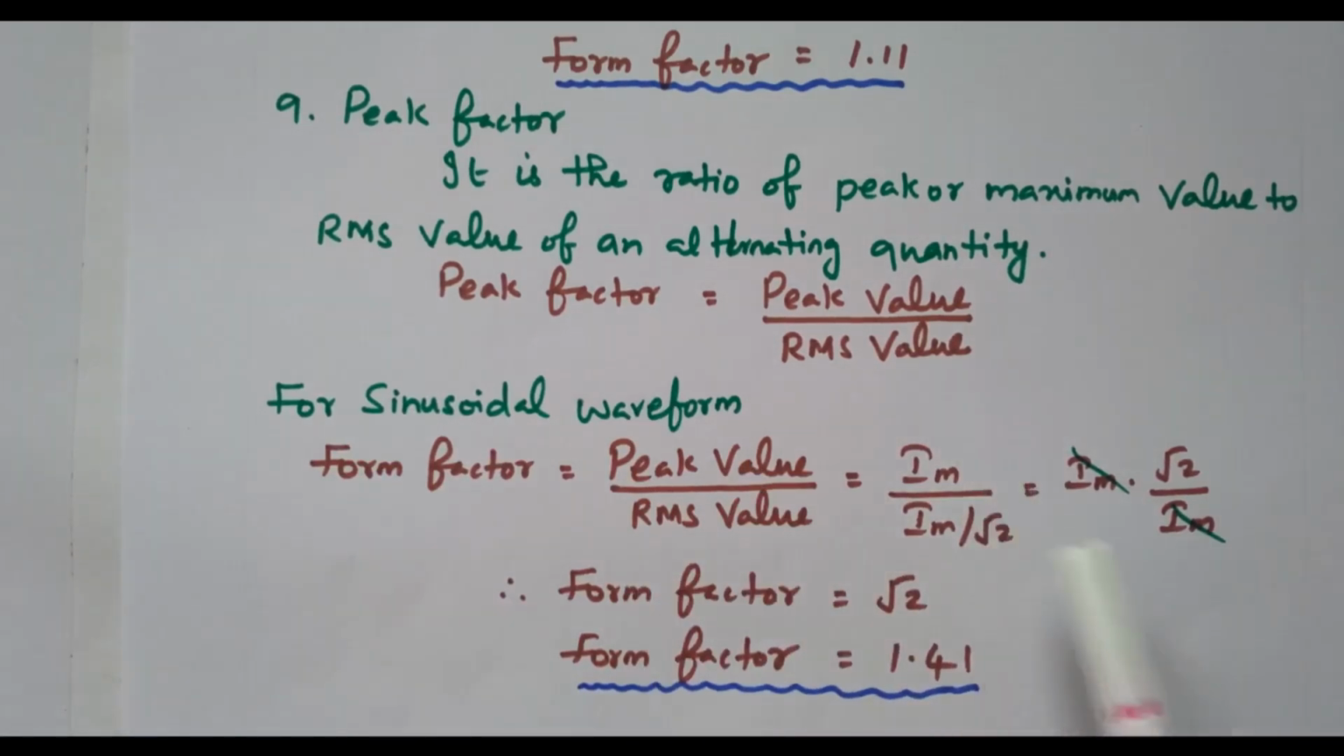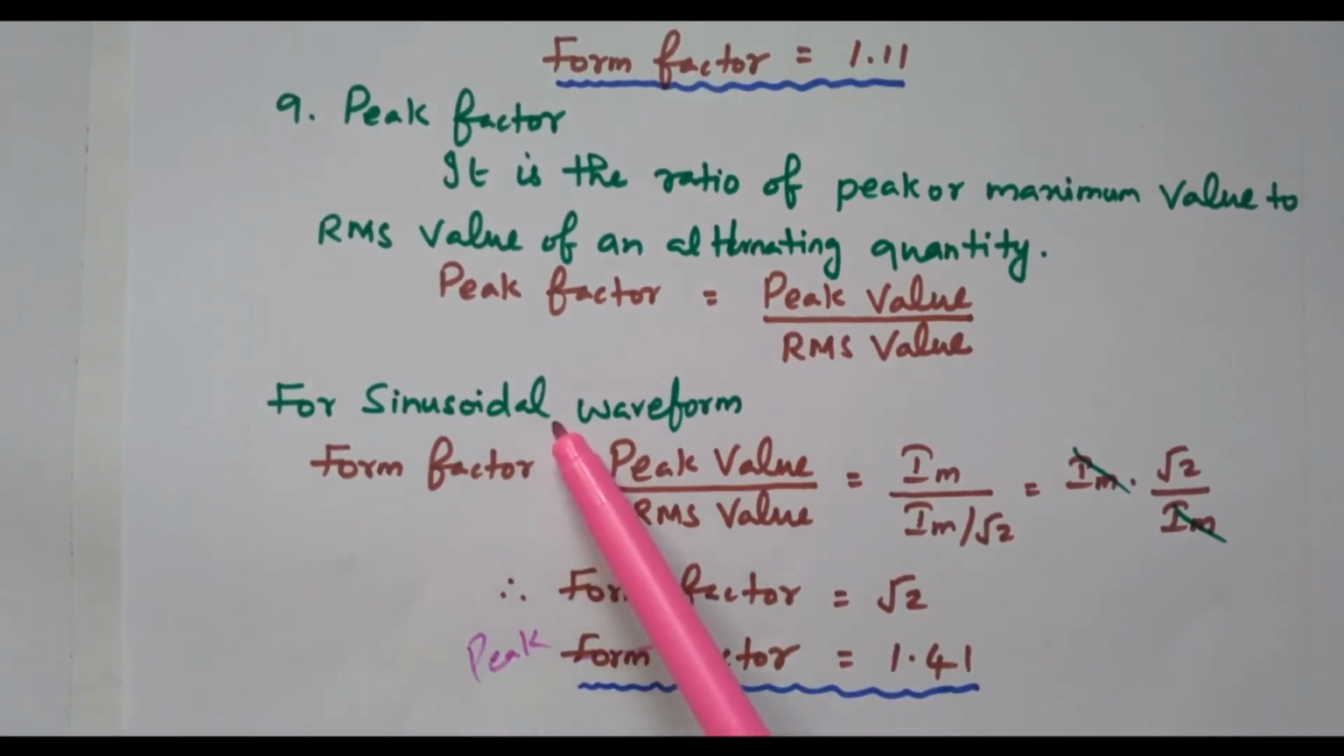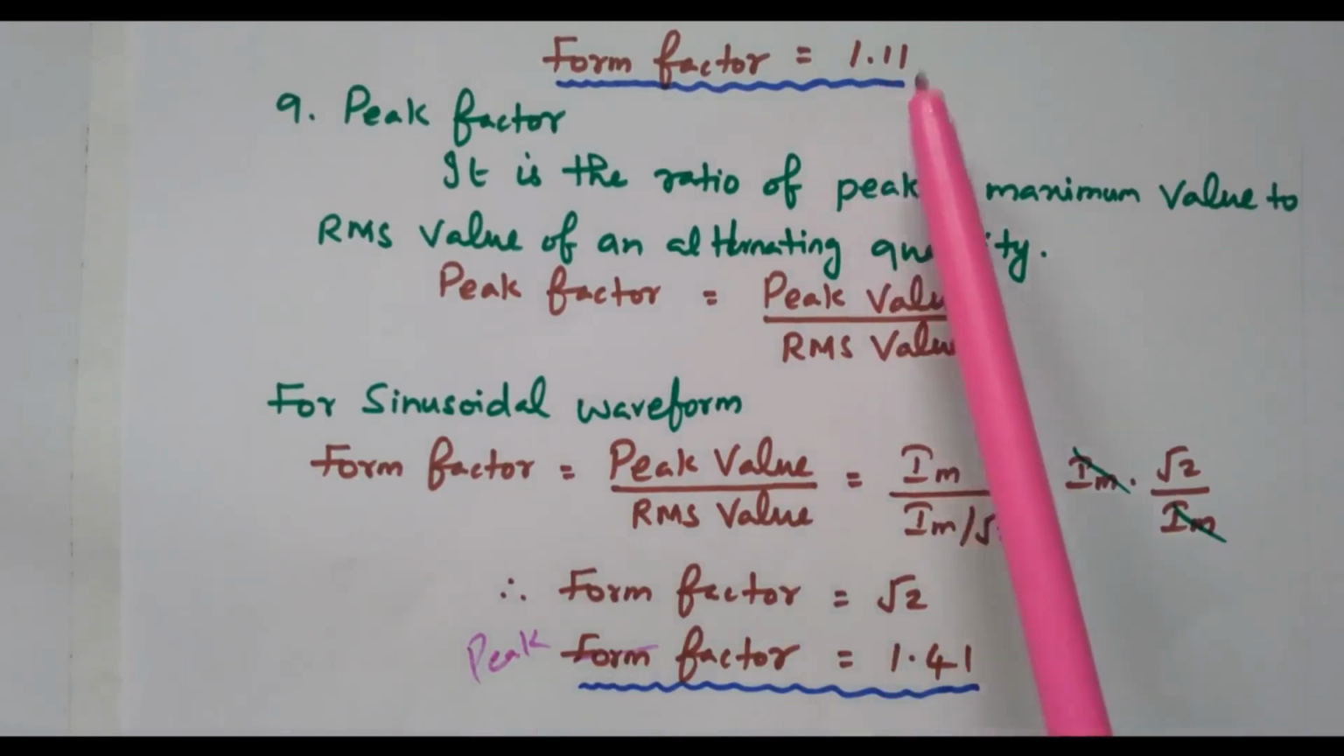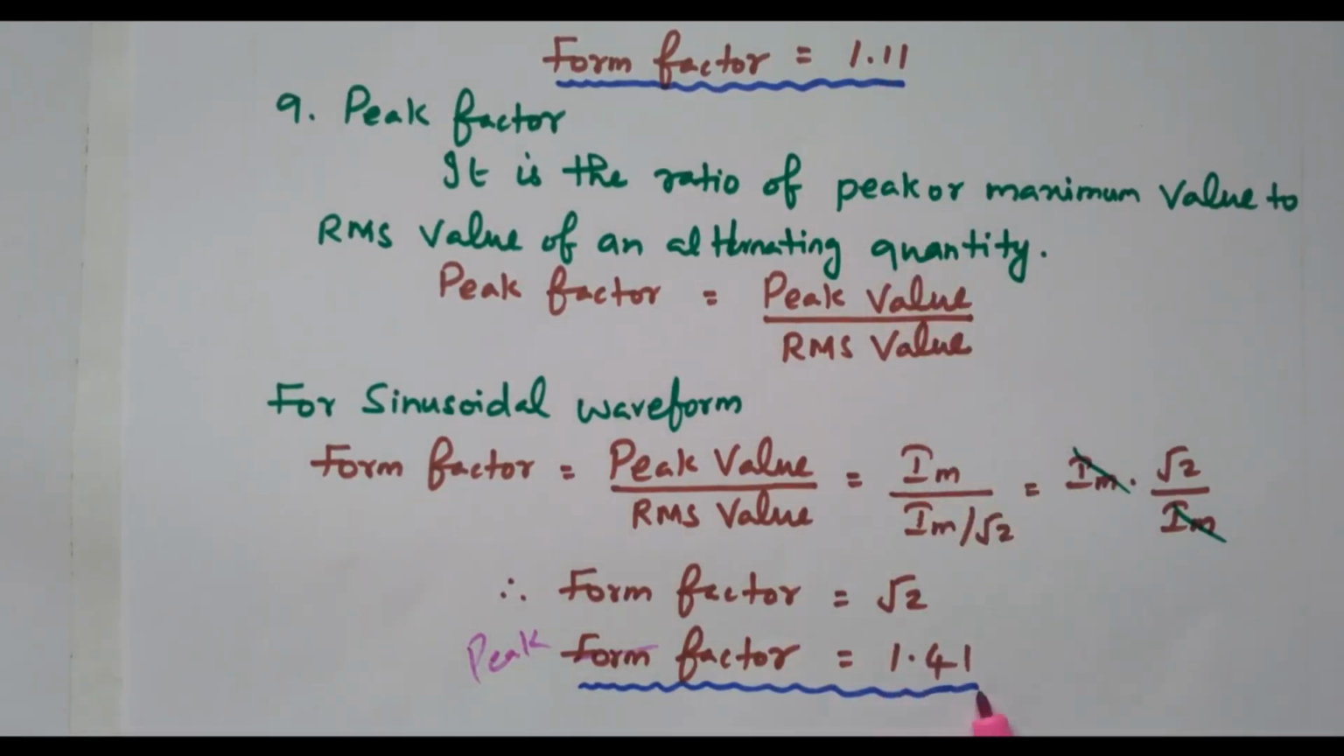So while going to the numerator, what will happen? Im by root 2 becomes root 2 by Im. So Im got cancelled. Only we have root 2. So the root 2 value is 1.41. So this is not the form factor, it's the peak factor. The peak factor for a sinusoidal waveform is 1.41. The form factor is 1.11. The peak factor is 1.41.